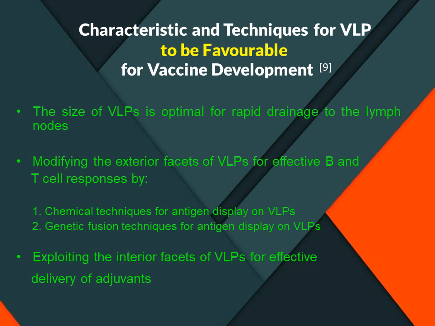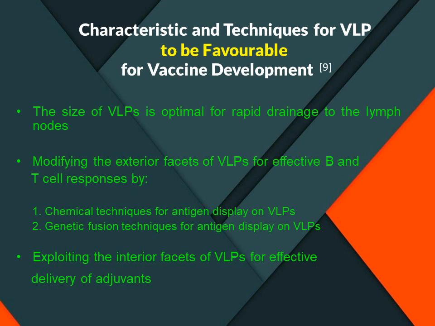For example, the target antigen can be displayed to B cells in an authentic and native configuration by using multiple methods to modify the exterior facets of VLP, either by using chemical or genetic fusion techniques. The chemical techniques for antigen display on VLP are mainly based on modifying one of the following chemical groups on the surface of VLP: amino groups, carboxylic groups, or hydroxyl groups. Lysine amino acid residues on the surface of VLPs are the most commonly used target for modification.